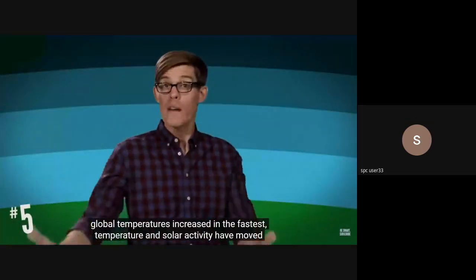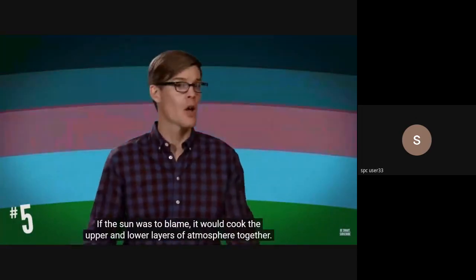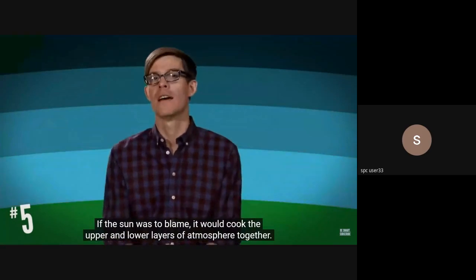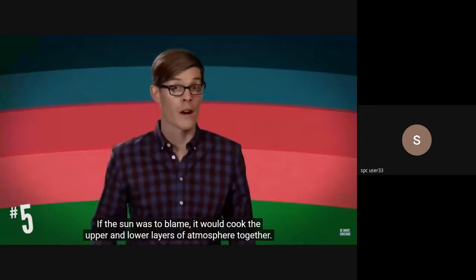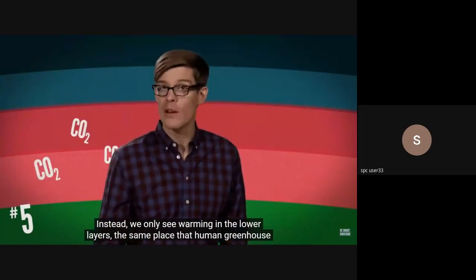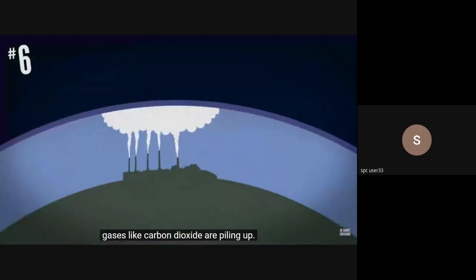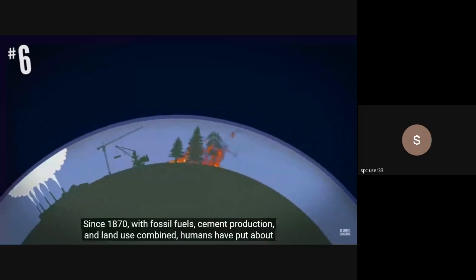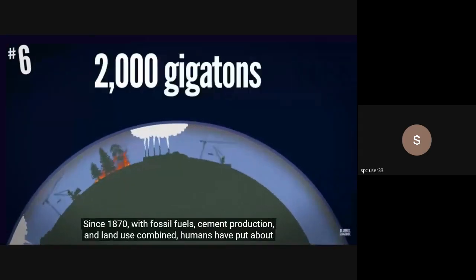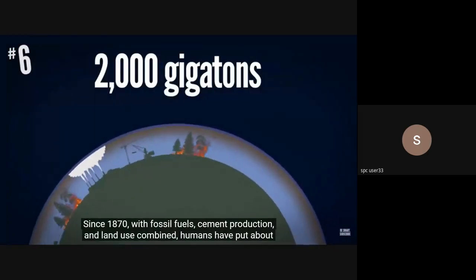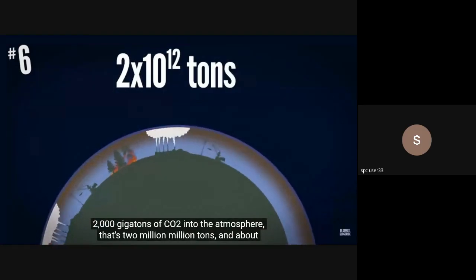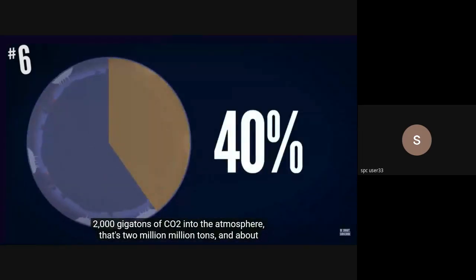If the sun was to blame, it would cook the upper and lower layers of the atmosphere together. Instead, we only see warming in the lower layers, the same place that human greenhouse gases like carbon dioxide are piling up. Since 1870, with fossil fuels, cement production, and land use combined, humans have put about 2,000 gigatons of CO2 into the atmosphere. That's 2 trillion tons, and about 40% has stayed there.